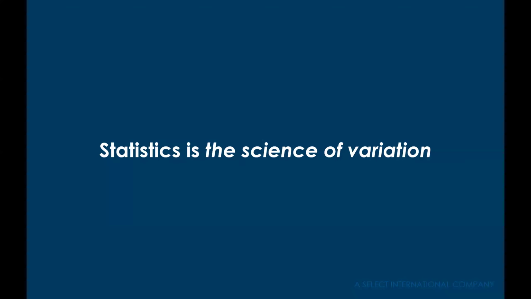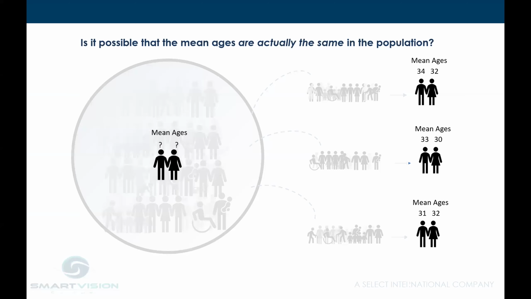So in that sense, statistics is the science of variation. We're looking at variation here. We're looking at variation within samples. So we're looking at how much ages vary within a sample. But we also have to bear in mind that samples vary from one sample to the next. So within samples and between samples.